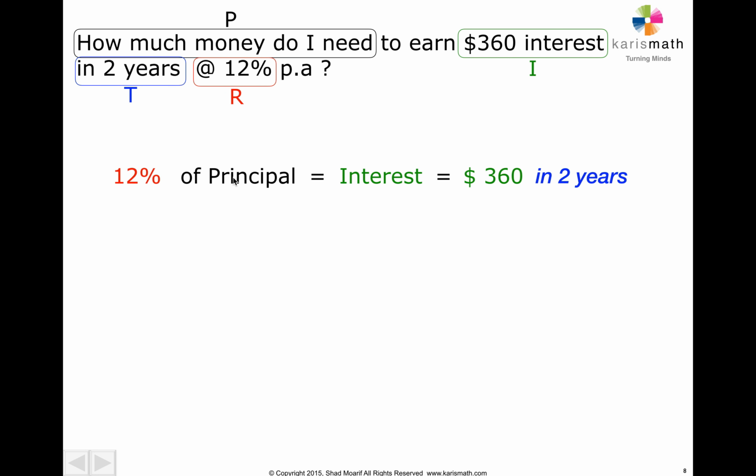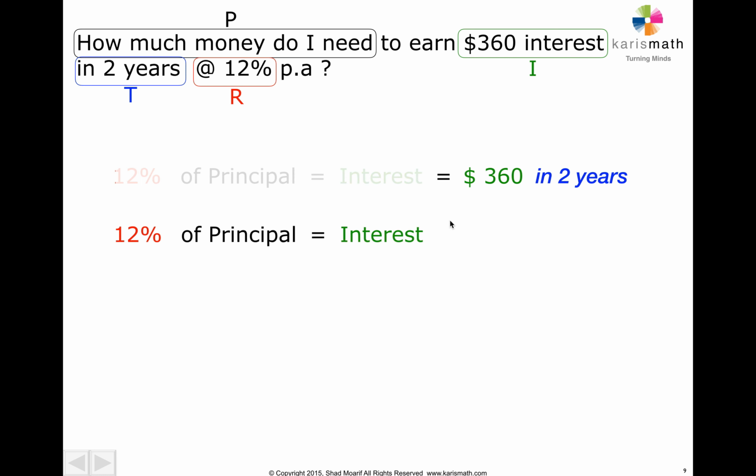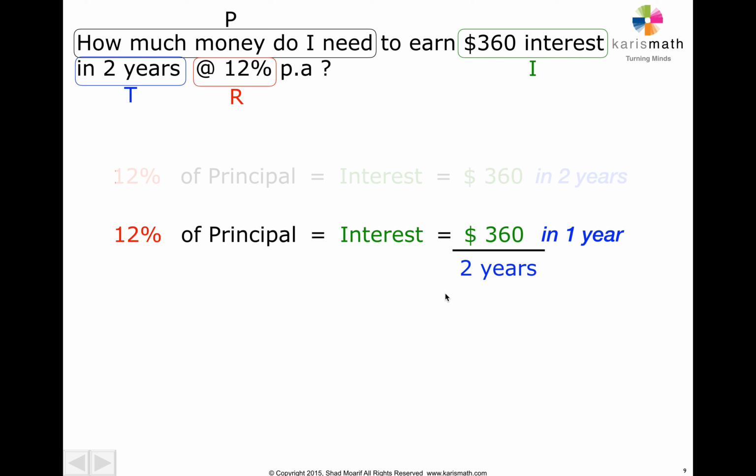So look at this statement. This statement says in one simple mathematical sentence what this is really saying. The information that you're getting here is basically this. And we can change it to 1 year. You know the principal is the same, 12% of the principal equals the interest, which is $360, but that's for 2 years. How much would we earn in 1 year? So if we divide it by 2, that's how we get how much we'll get in 1 year, the interest.